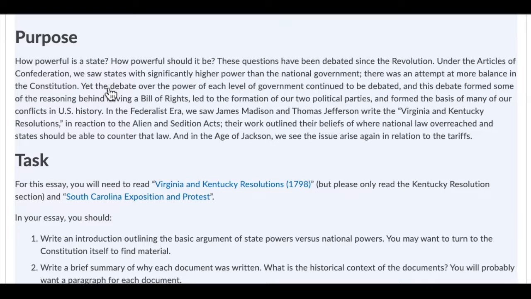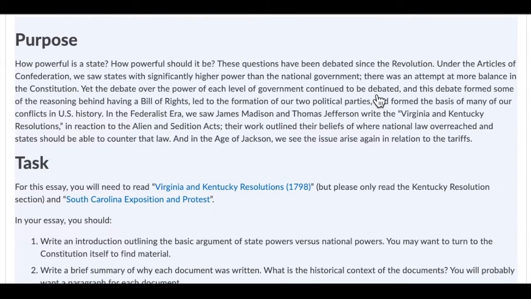Now, how powerful is a state? How powerful should it be? These questions have been debated since the Revolution. Under the Articles of Confederation, we saw states with significantly higher power than the national government. There was an attempt at more balance in the Constitution. Yet the debate over the power of each level of government continued, and this debate formed some of the reasoning behind the Bill of Rights, the formation of the two political parties, and formed the basis of many of our conflicts in U.S. history.